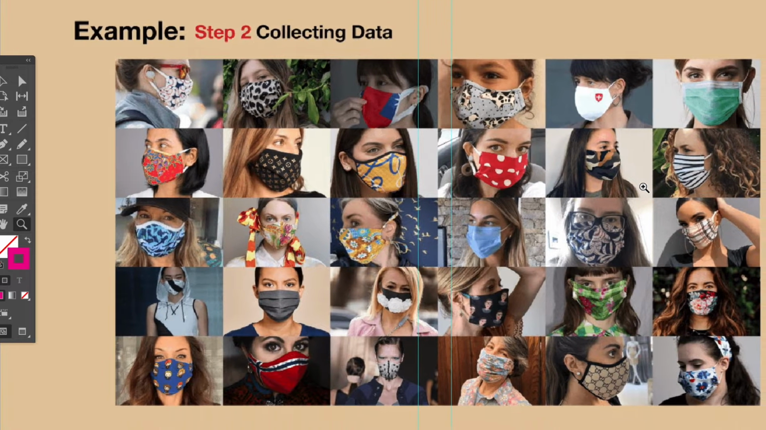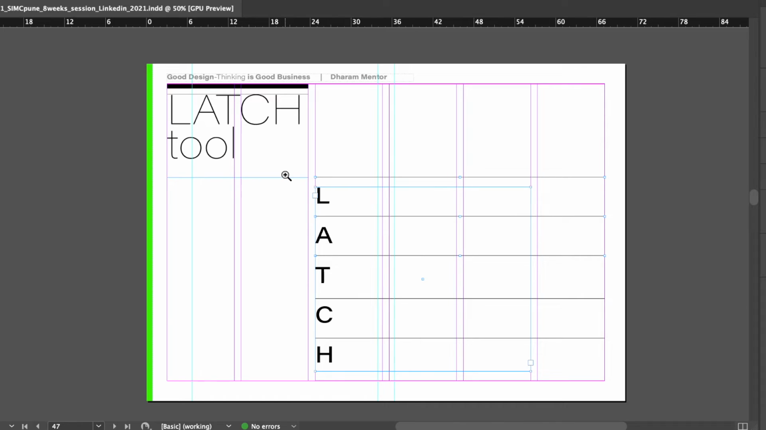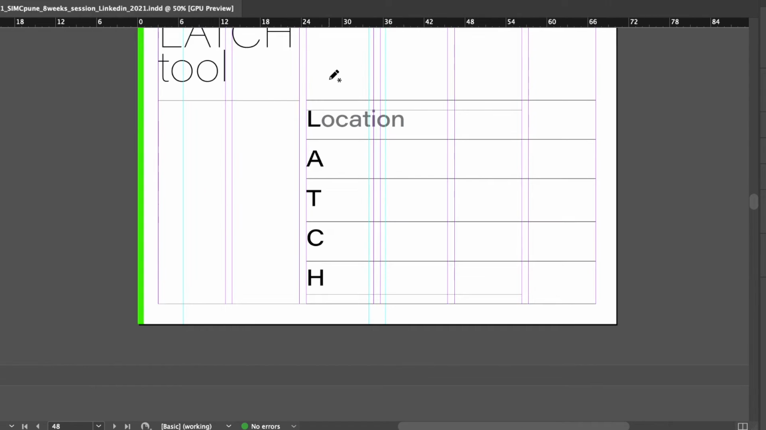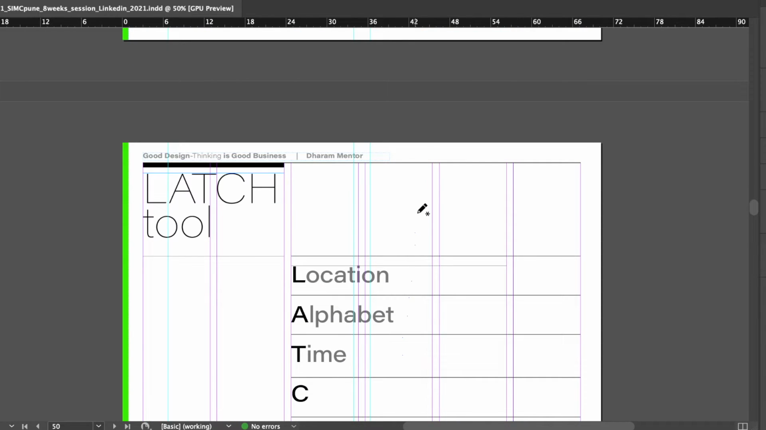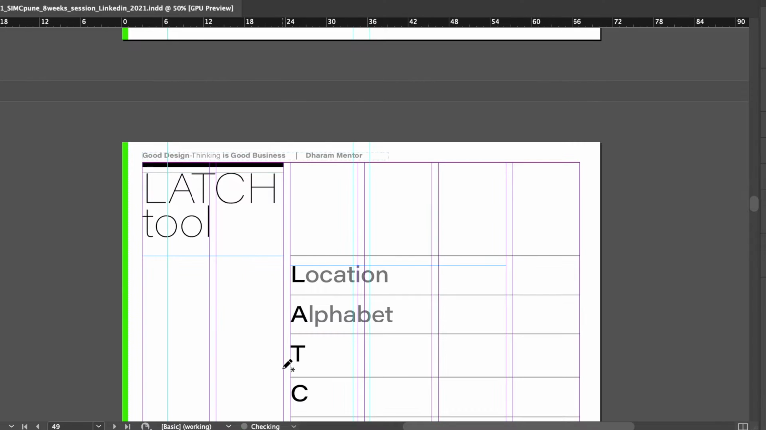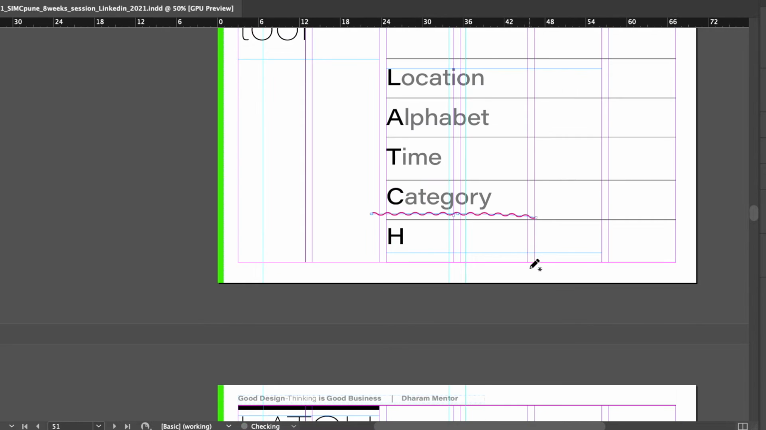Images, and once you collect images, it's research; you're collecting information or data. And I wanted to apply an analysis tool called LATCH. Let me introduce the analysis tool called LATCH. So you can clearly see the L stands for location, A stands for alphabet, T stands for the time factor, and C stands for category.